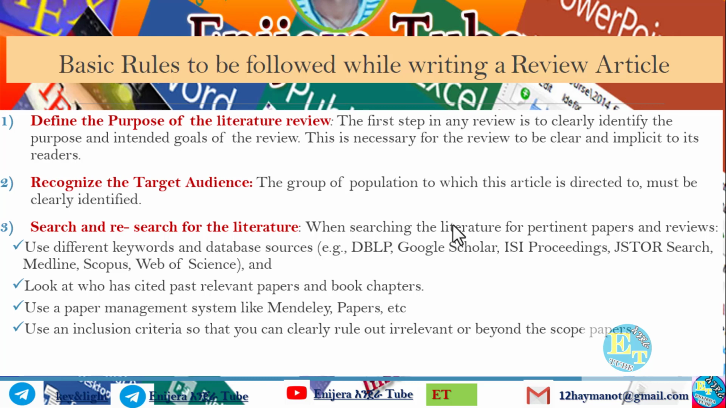Use an inclusion criteria so that you can clearly rule out irrelevant papers or those beyond the scope of the paper. Search and research: identifying the correct papers for your literature.